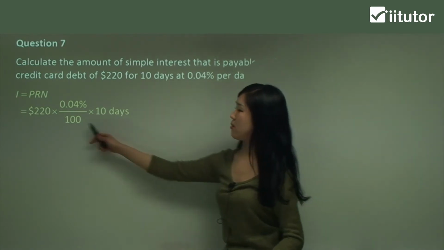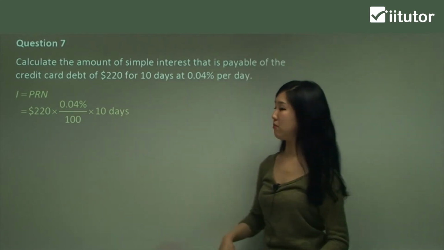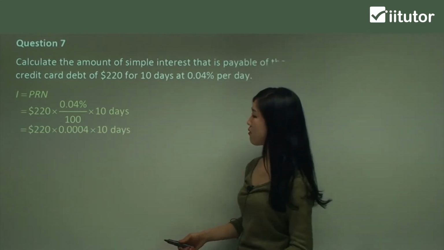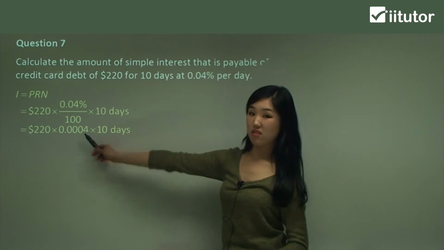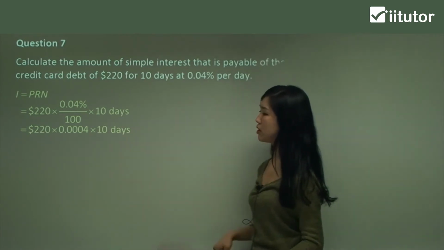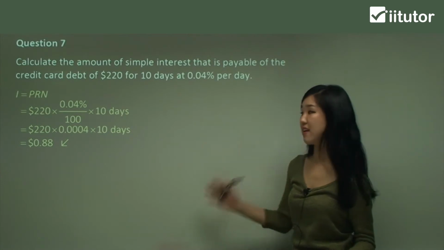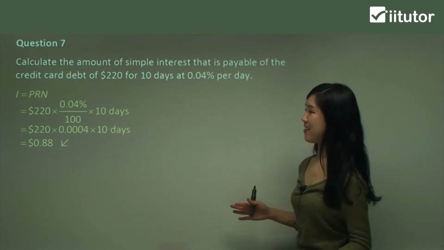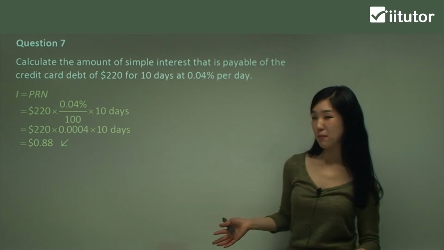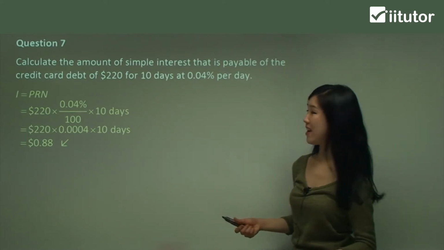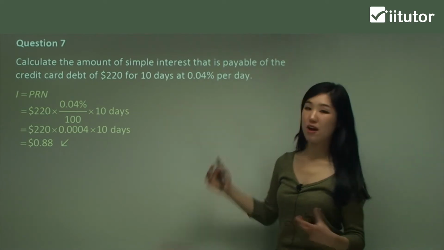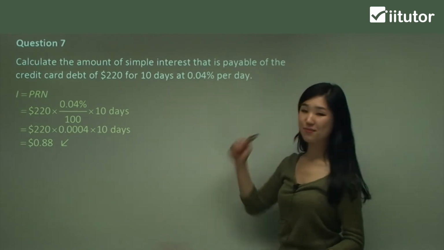They're just doing this to make a little percentage notation. So 0.04% is basically like that as a decimal. Just multiply it all together, put it in your calculator, and you should get $0.88, so 88 cents. So that's your answer for question 7. It's basically just using the simple interest formula. Because it's in the same units, you don't have to worry about it even if it's in days.